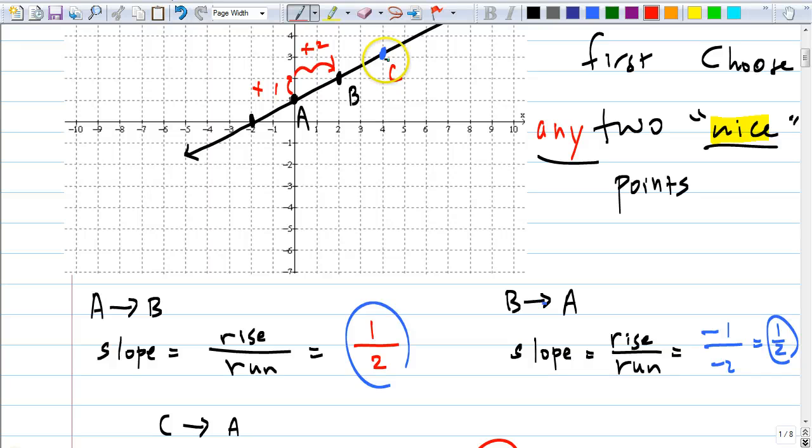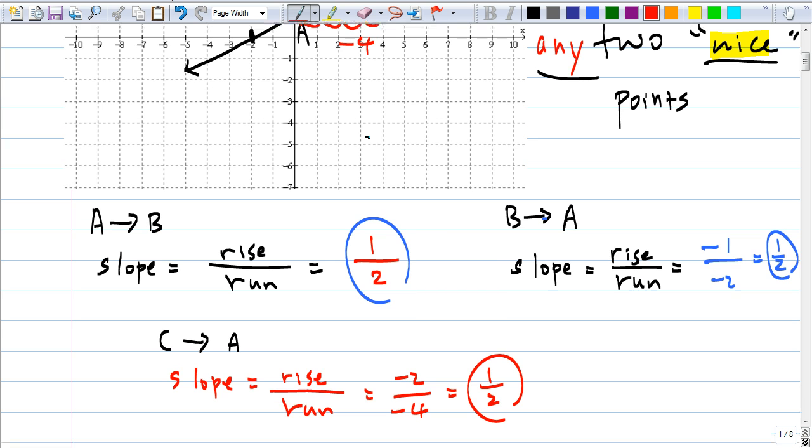So I have to go down how much to go from C to A? Negative 2. Yeah, negative 2. But I have to go to the left how much? 4. So what's negative 2 over negative 4? 1 over 2. Yeah, so it's exactly the same. So no matter which 2 points you choose, its slope is one half. Okay, are we good? Good.